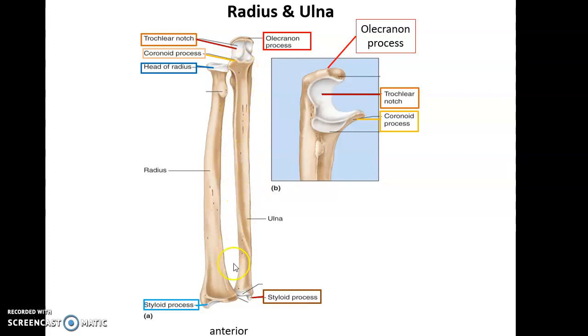Go down through the distal end of the ulna, and we see this little point of bone sticking out. That is the styloid process. With the radius, we have the head of the radius forming a joint with the capitulum of the humerus and also the ulna. And then at the distal end of the radius is another pointy bit of bone, also called the styloid process.